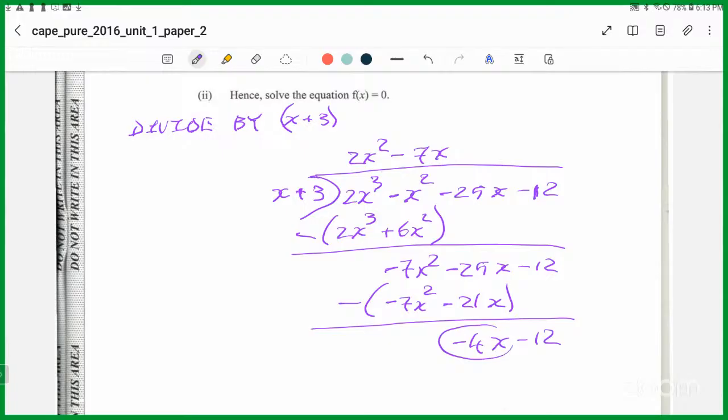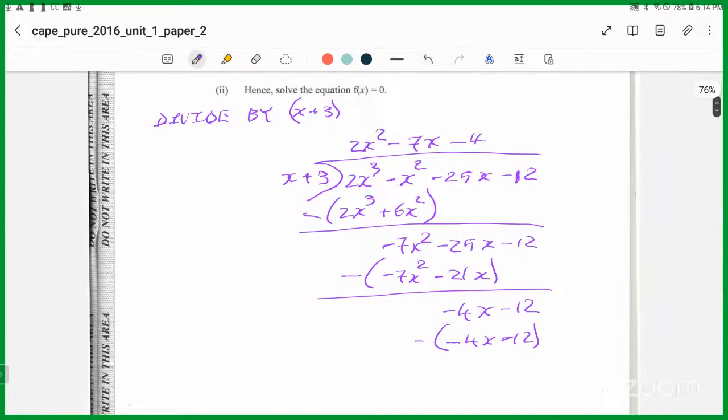This divided by this x out here, we're going to get negative 4. Negative 4 times these gives us negative 4x, negative 12. Now when you subtract, there's no remainder because this was a factor.